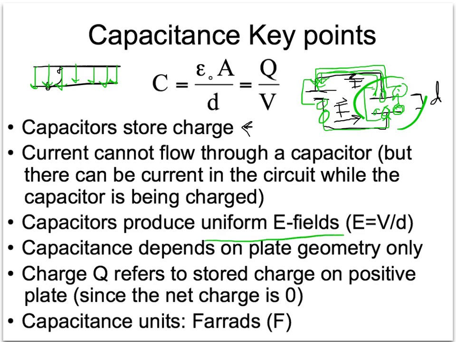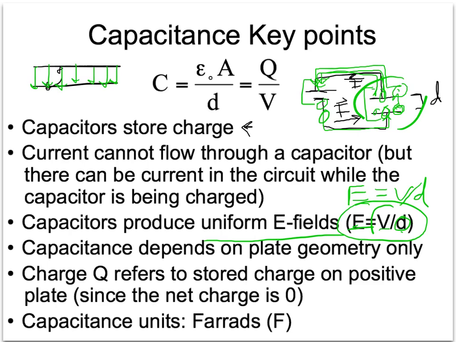Now you might remember from the last unit that when we have a uniform electric field, we can use this equation, E equals V over d. So if we know the electric field, we can find the voltage using the distance between the two plates, d. If we know the voltage, we can find the electric field. So capacitors do produce uniform electric fields, to which we can apply the equation E equals V over d.